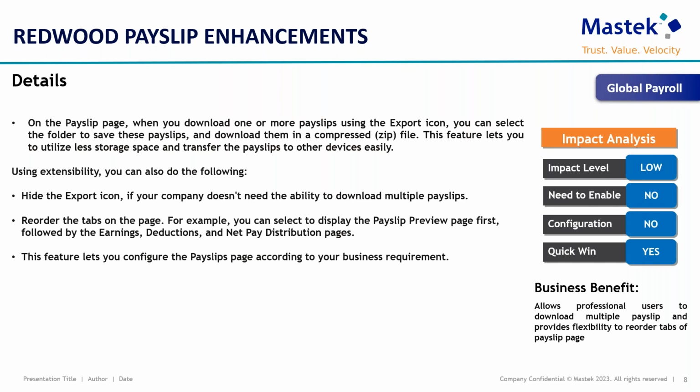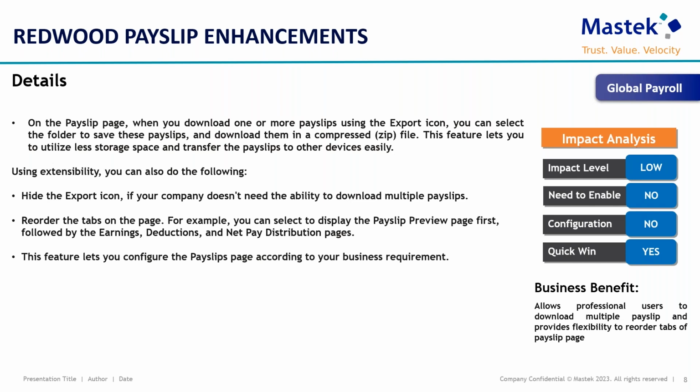Coming back to the topic again, Redwood payslip enhancement. If we are already using payslip in the new Redwood UI from 24AB, we have already seen that on the payslip UI, there were earnings, deductions, net pay, and distribution pages, and a different set of graphs were already available. The enhancement on top of it is related to the payslips download feature, and that download will also allow you to download more than one payslip.